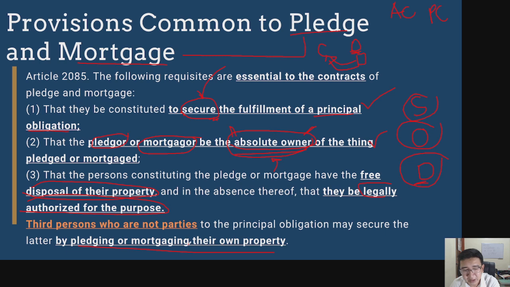While dito sa third persons na sinasabi natin, okay, we have the normal parties, the creditor and the debtor. A third person daw may pledge or mortgage his property to the creditor to secure the payment of the obligation of the debtor. That is the scenario under the last paragraph of Article 2085.